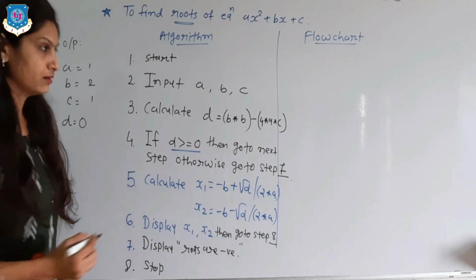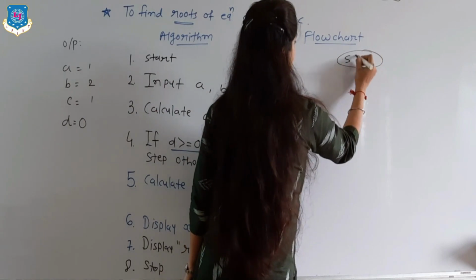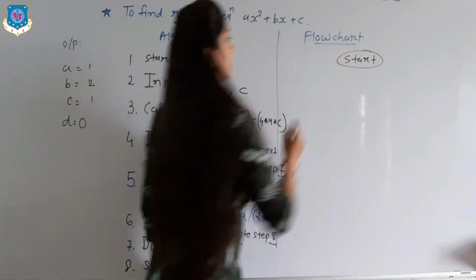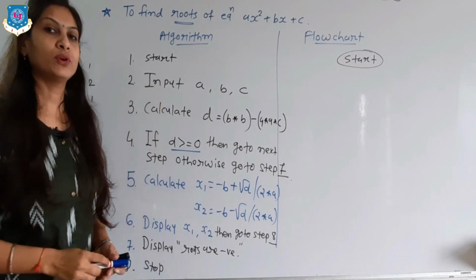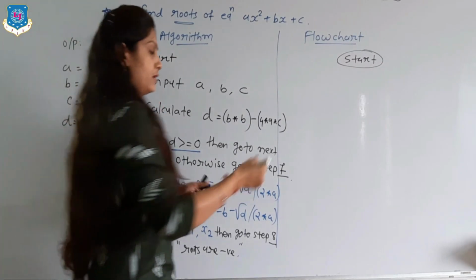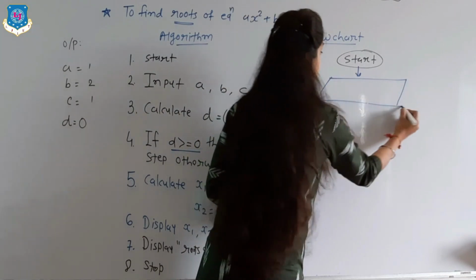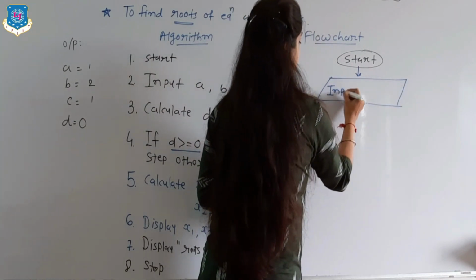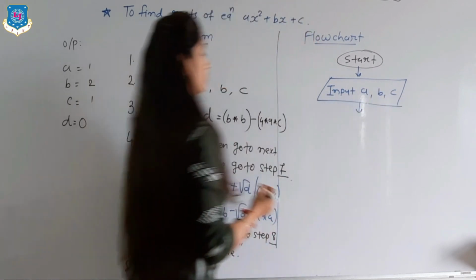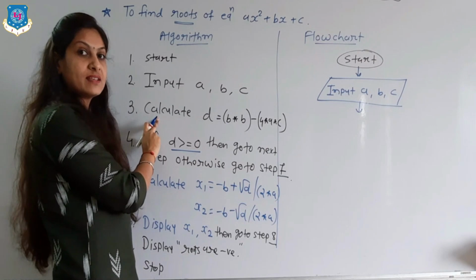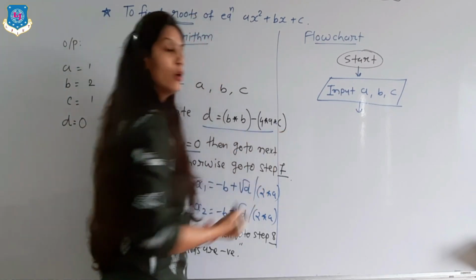Now come back to the flow chart. Always the first symbol is start in an oval shape. Now input. So input is A, B, C. Which symbol do we have to use? Parallelogram. Input A, B, C. Now the third step here is a calculation process, or we can say that our formula.